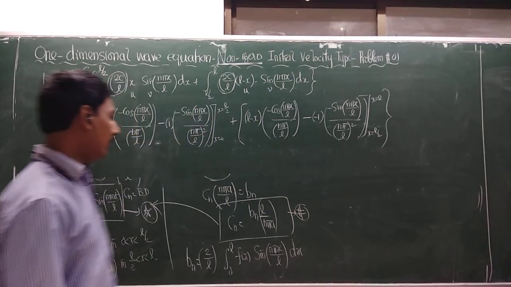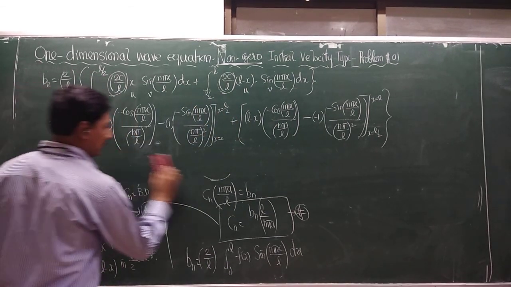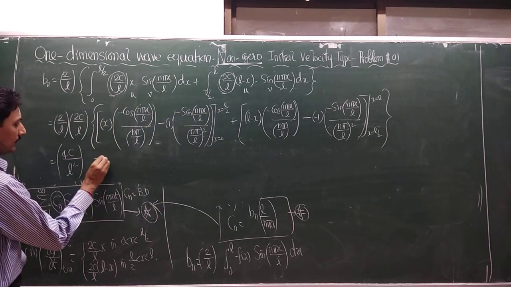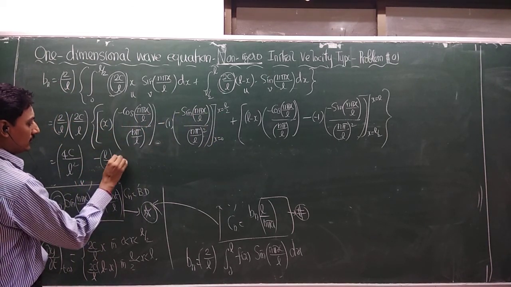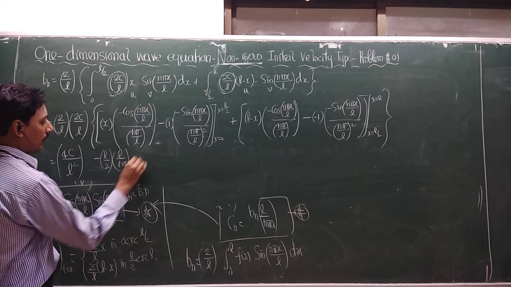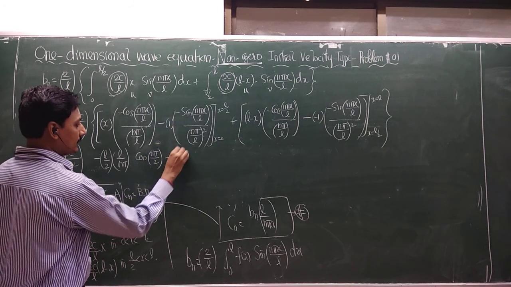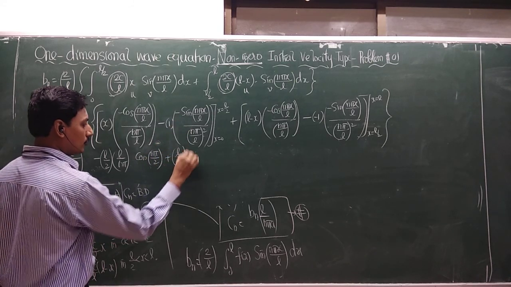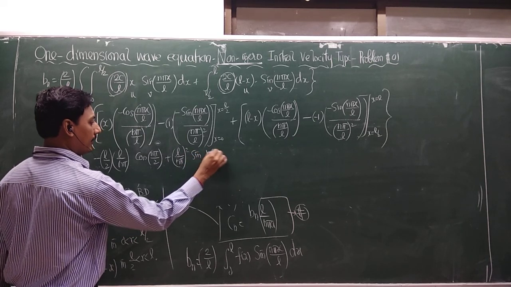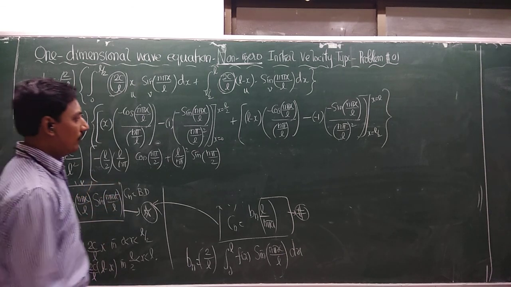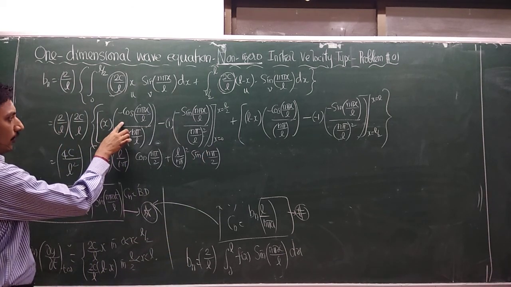Right, sir? So can we apply the limits? Yeah. Once we apply the limit for this, we get 4c by L square first of all. By putting x equal to L by 2, we get here minus L by 2 into the reciprocal L by n pi, now cos n pi by 2. Is it right? Minus plus, L by n pi whole square, sin n pi by 2. By putting x equal to L by 2, we get sin n pi by 2. For the lower limit, this is 0 and then sin 0 is 0.